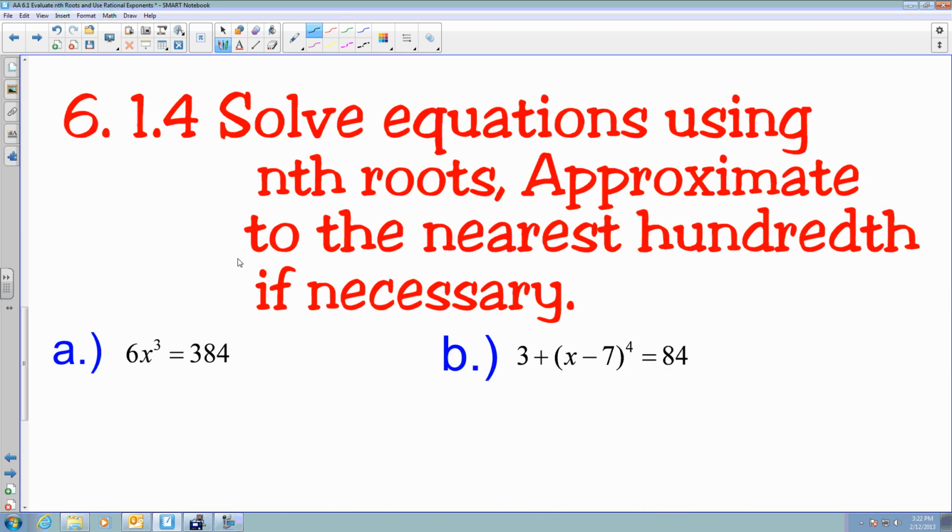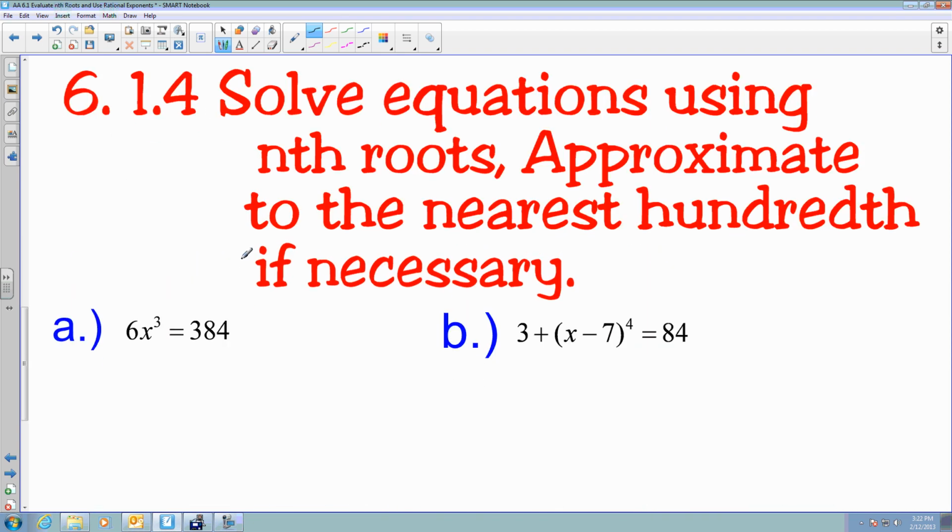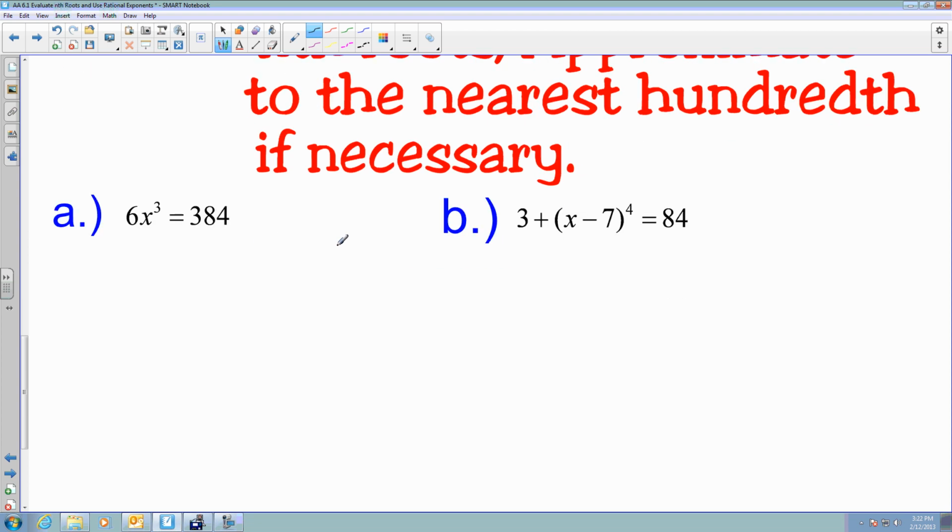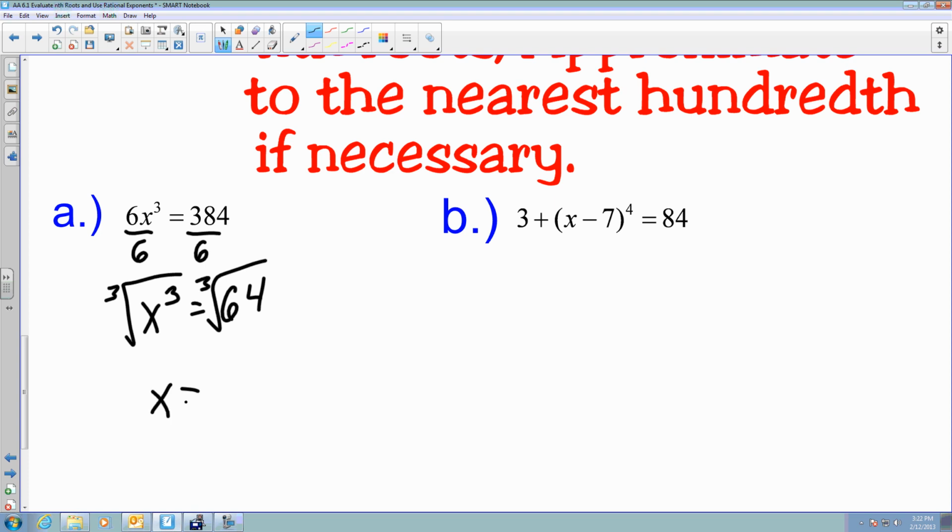Last thing is we're going to solve equations using the nth root, approximating to the nearest hundredth if necessary. Here, I want to get the variable by itself, so I'm going to divide both sides by 6, which gives me x cubed equals 64. And since it's cubed, I'm going to take the third root. This leaves me with x, and the third root of 64 is 4.